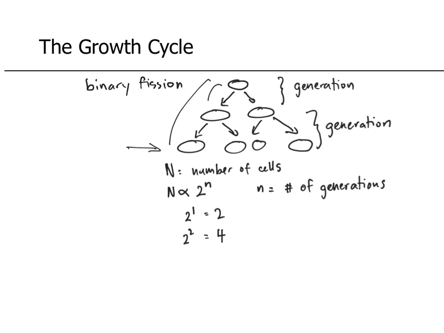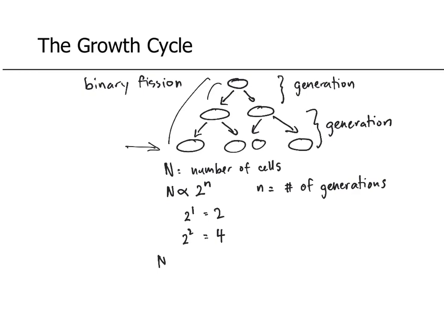But what if we had started with 10 cells? We didn't start with 1, we started with 10. So now we have to adjust the equation, and we get N_t equals N_0 times 2 to the n. This N_t here is the final cell count.